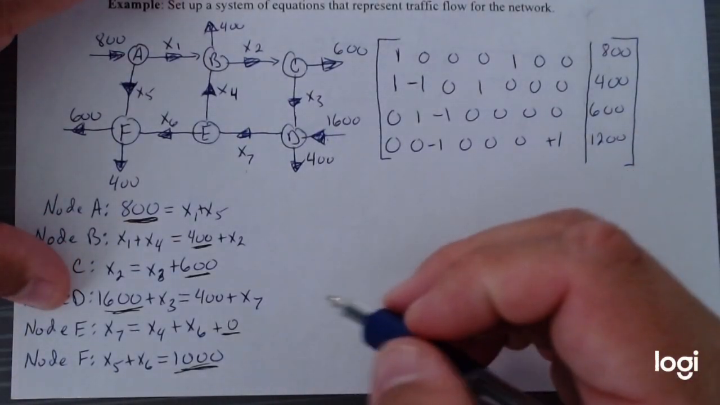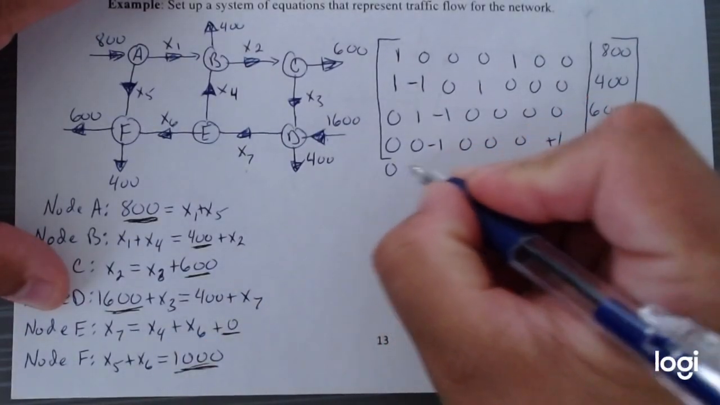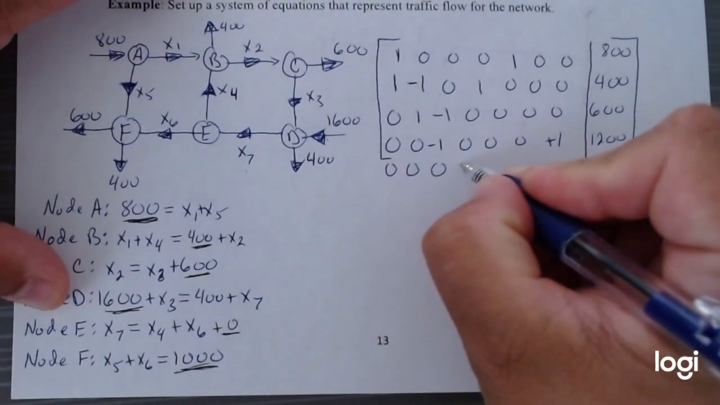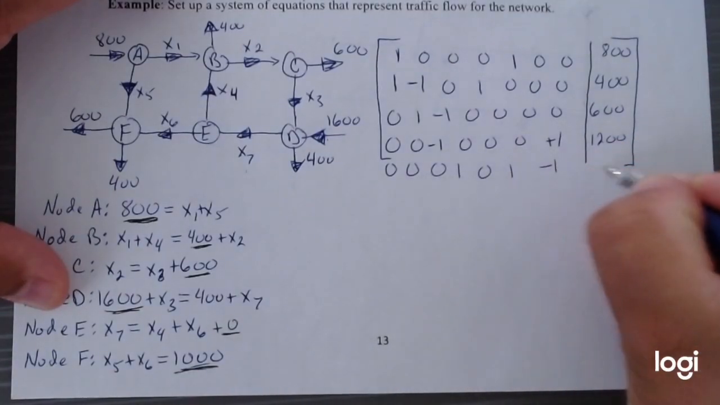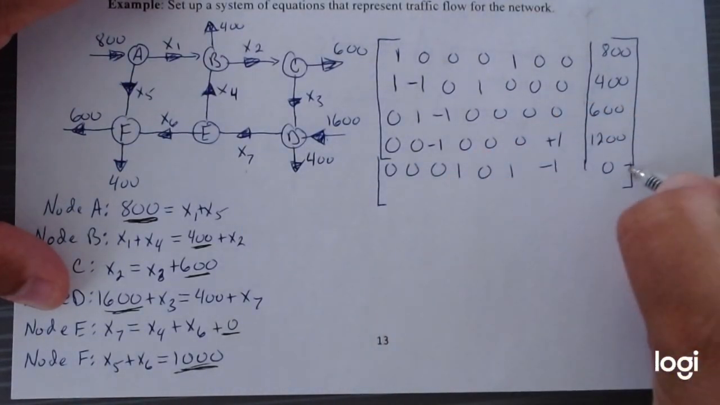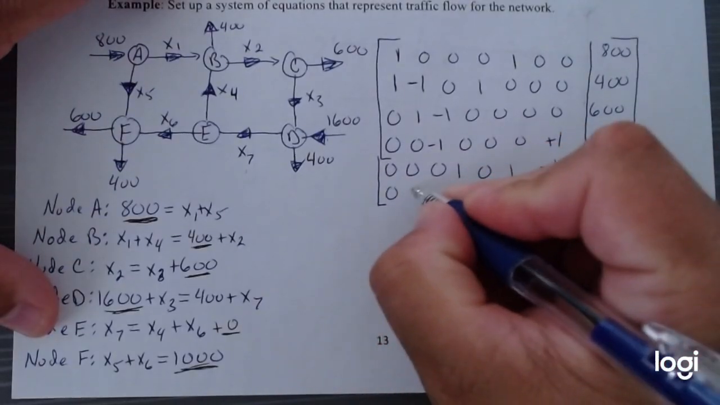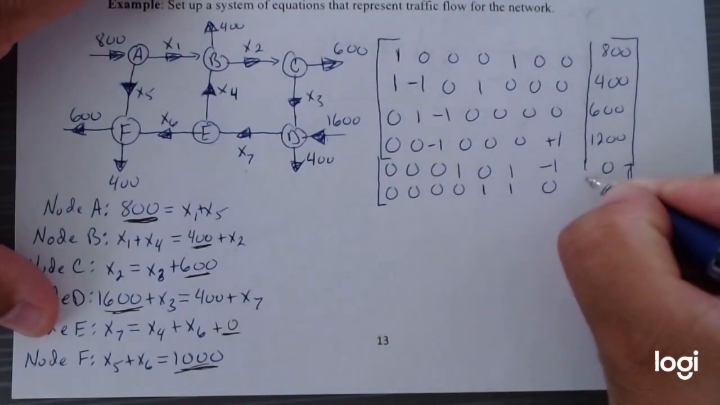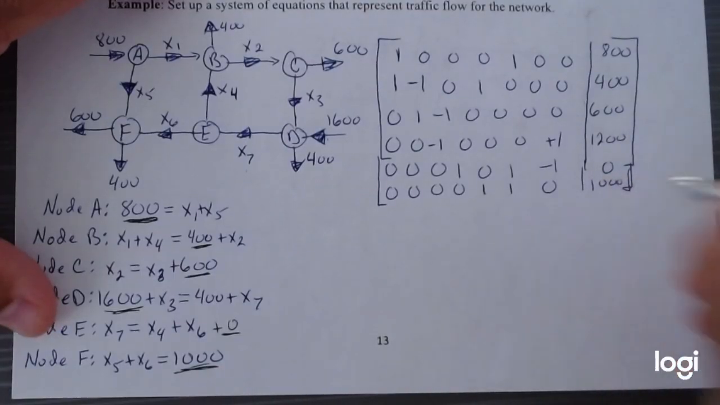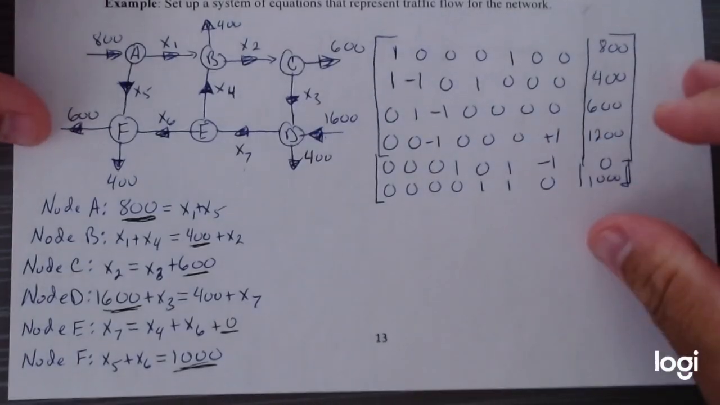We have E now. So this is all going to be, so we have 0, 1, 2, 3, 4, 5, 6, 7. And this is equal to 0. And 1 more down here. And then finally F. 1, 2, 3, 4, 5, 6, 7, 1000. And there we go. Here's our system of equations.